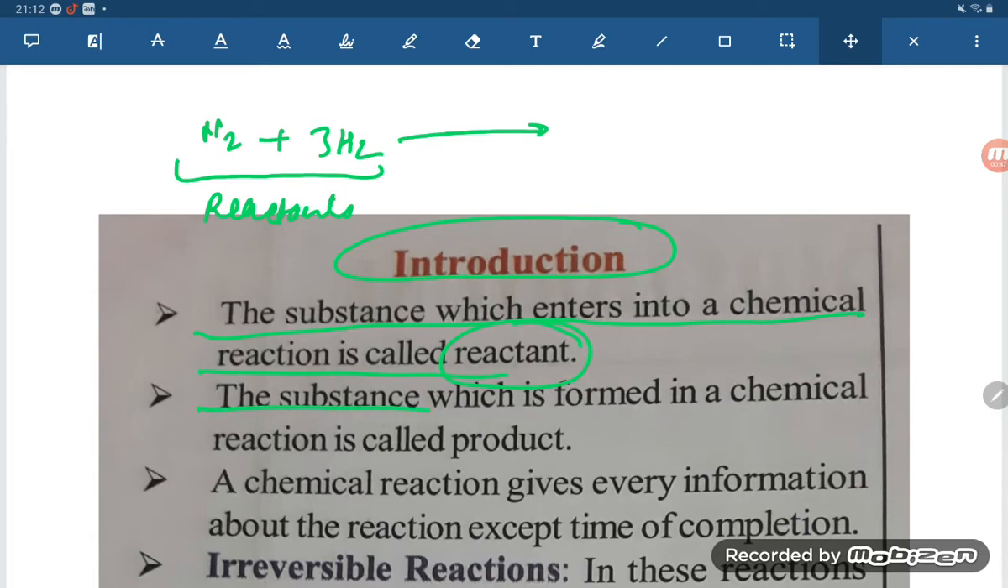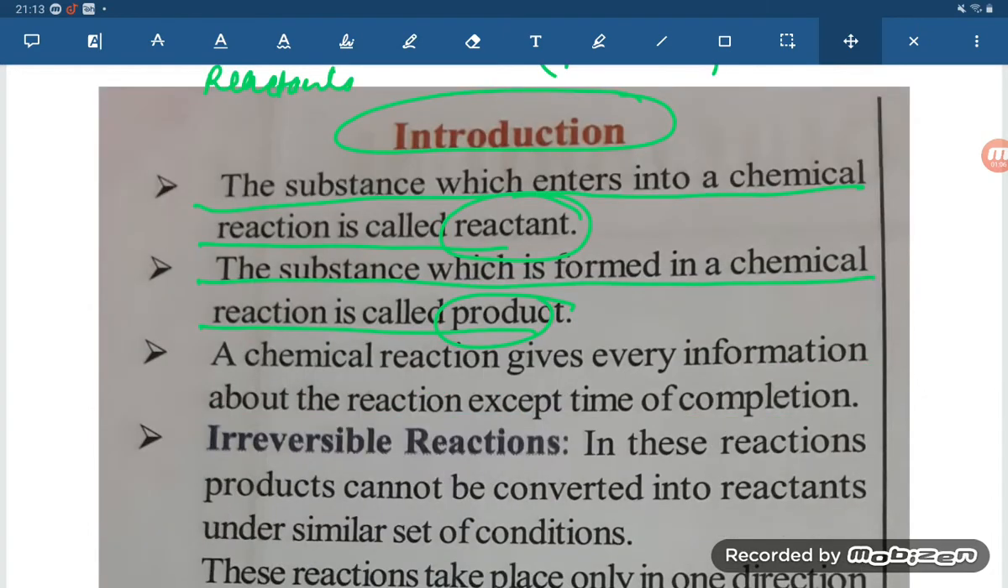Next, the substance which is formed in a chemical reaction is called the product. So after the reaction of N2 and 3H2, it gives 2NH3. This is what is known as the product. Any substance which enters into a chemical reaction is called a reactant, and the substance formed is known as the product.